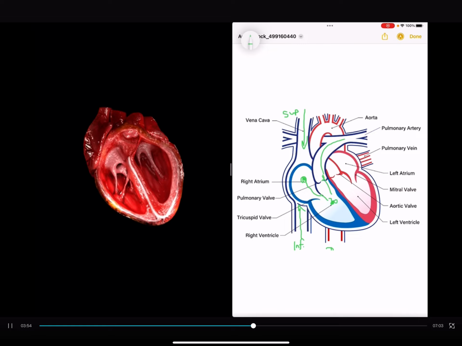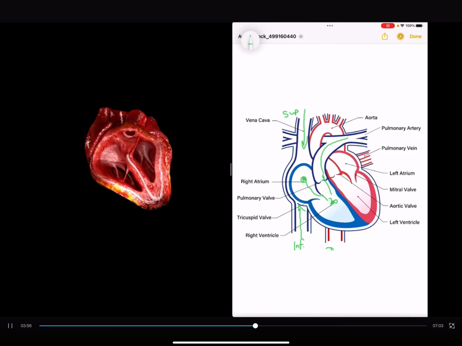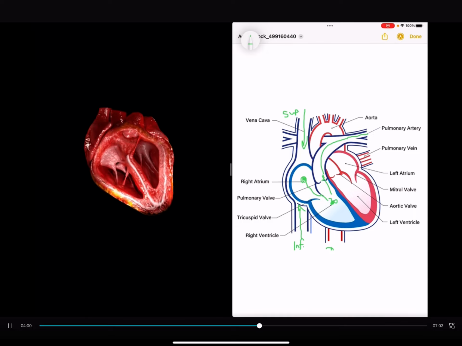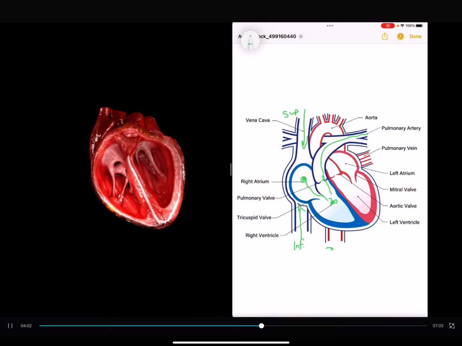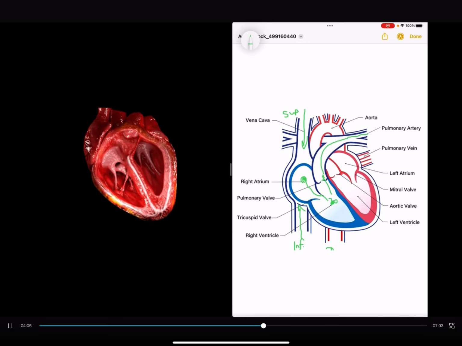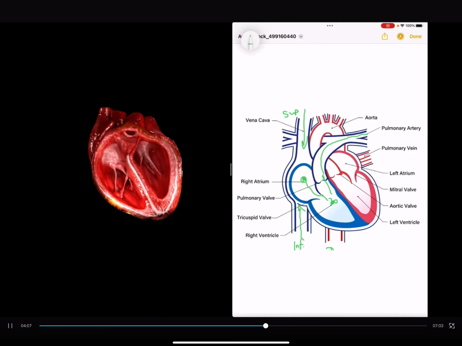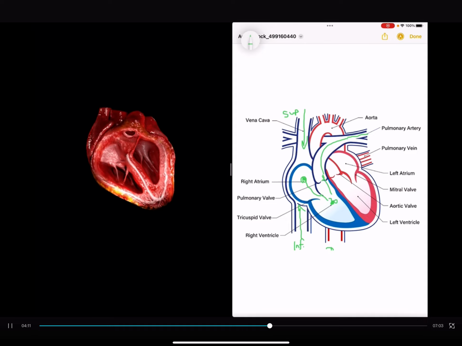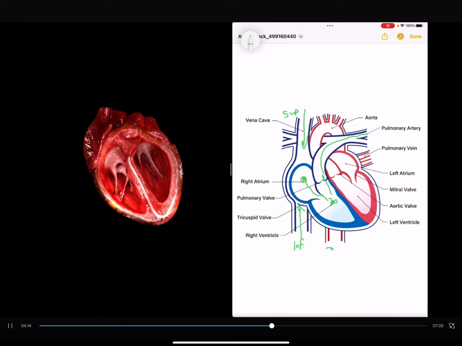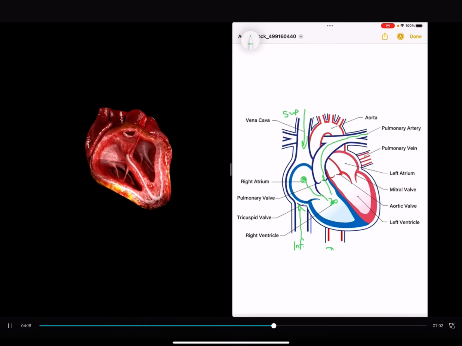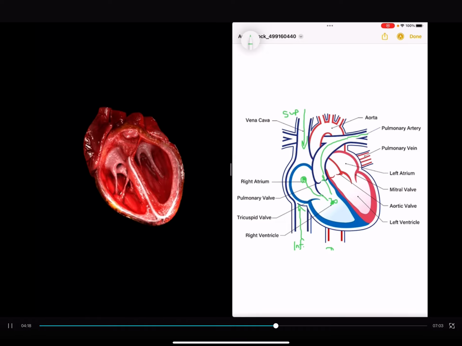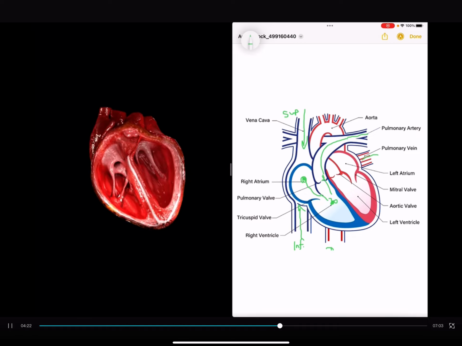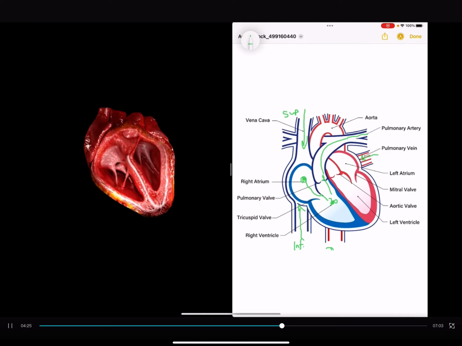Now, once my blood passes through my pulmonary arteries, we're going to enter the lungs for oxygenation. And this is where our blood is going to pick up our oxygen within our lungs. Now, once we gather all our oxygen and release our carbon dioxide, the blood is going to enter the heart then through our pulmonary vein. Now, this is oxygenated blood now.